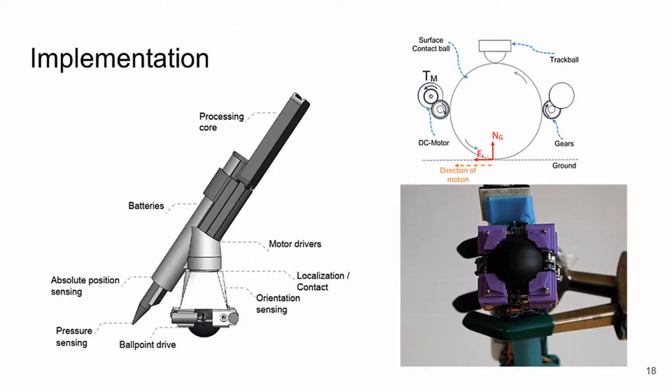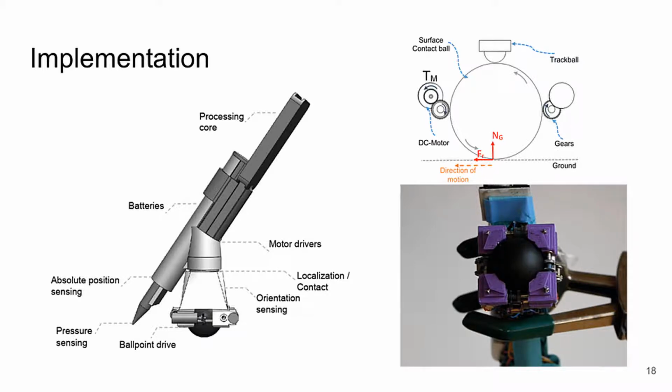We made a Phasking pen to support our conceptual framework, which consists of four main components: a digital pen, a processing core, an orientation sensor, and a ballpoint drive. A digital pen provides us with position sensing and pressure sensing. The processing core was a Raspberry Pi which ran our CAD software. We use an orientation sensor to sense the orientation angles.